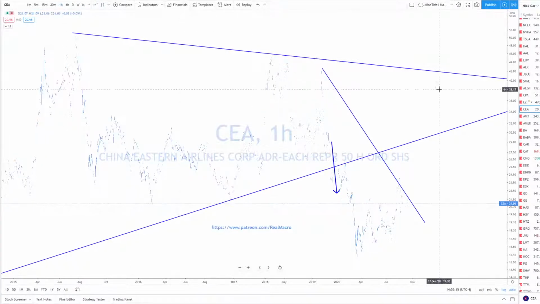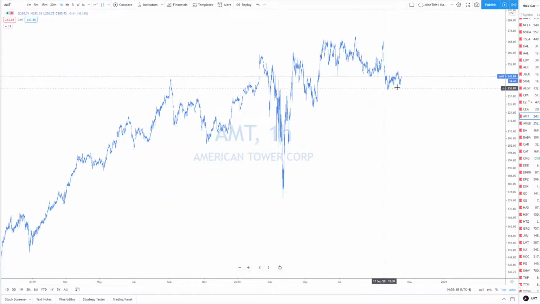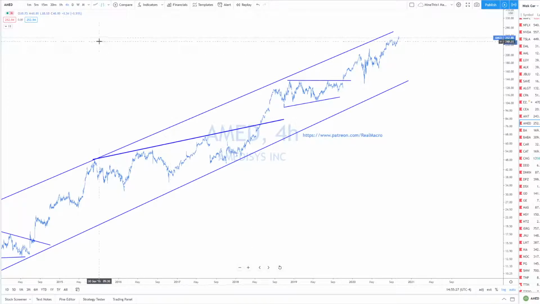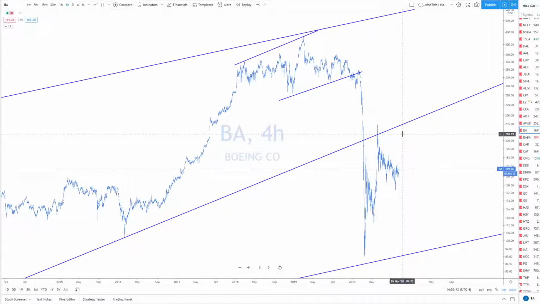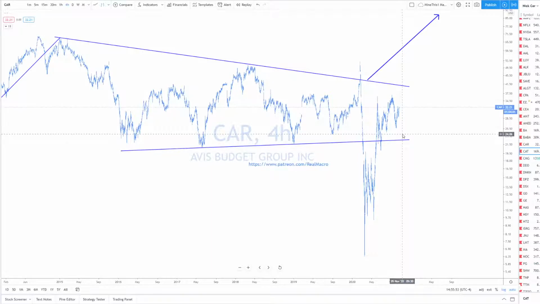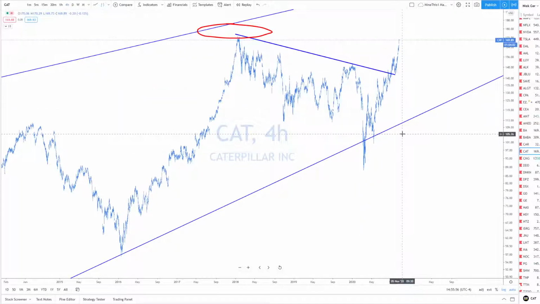Whoops. Where is it? There it is. American Tower. Okay. My favorite. Ooh, my all-time greatest stock, Everest. Doing really good. This is also a real estate play. It's not just hospice and so forth. Boeing. Okay, they got problems, but Airbus apparently is doing worse. Alibaba kicking ass all over the place. Avis looks bad. Caterpillar breaking out, doing really good.